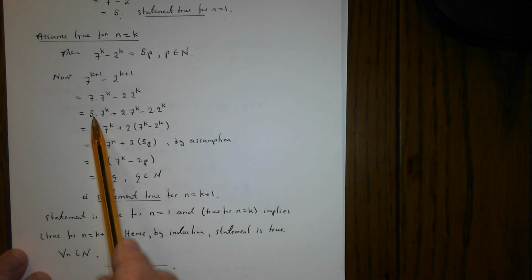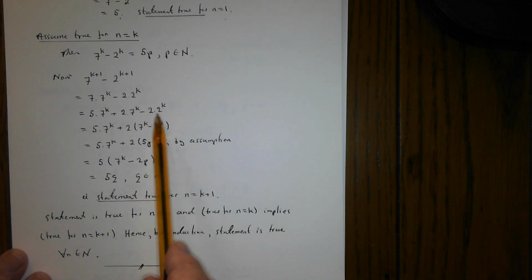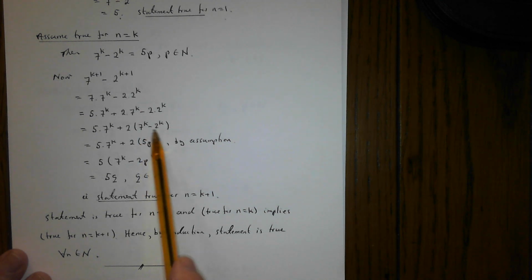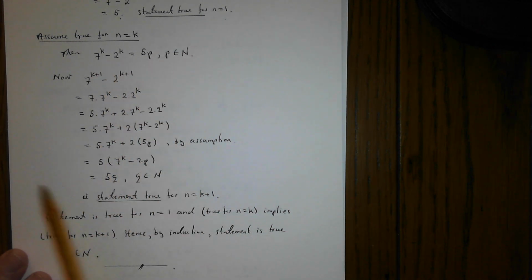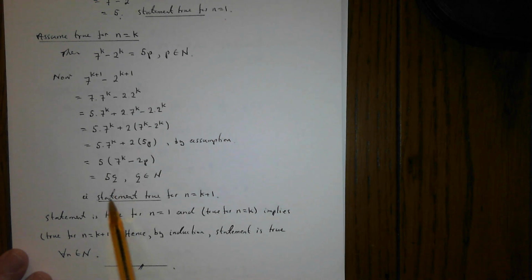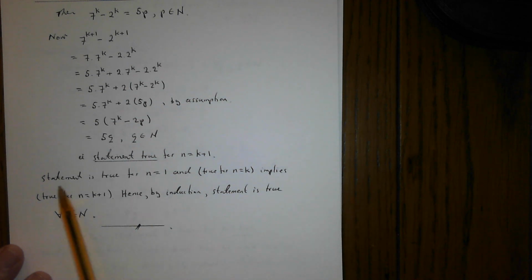Take out 5 lots of 7 to the k, which leaves you with 2 lots of it, minus 2 lots of 2 to the k, and then you get a nice wee factor of 2 coming out here. And by assumption, 7 to the k minus 2 to the k is 5p, because you assumed that was divisible by 5. Now you get this common factor of 5, and there it is, 5q. Statement's true for n equal to k plus 1. And finally, you need a proper summary of things, put it all together.